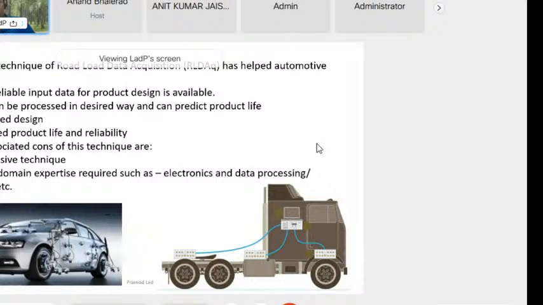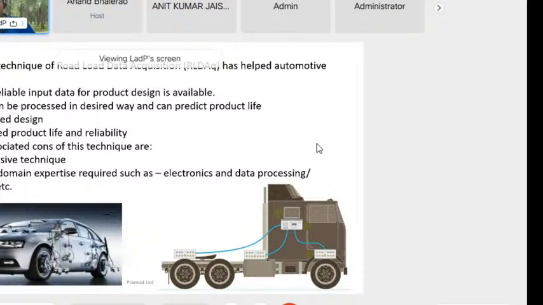Actually, maybe at the wheels, at the beams, at the chassis members, at the engine, at the transmission housing, at various critical locations, normally sensors are put, strain gauges are put, and all that data is maybe acquired at a central device.